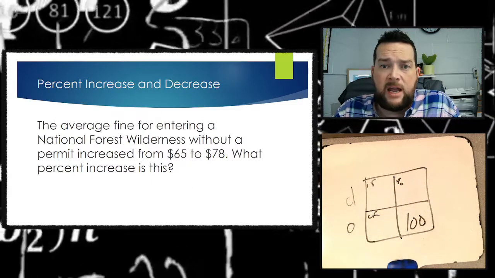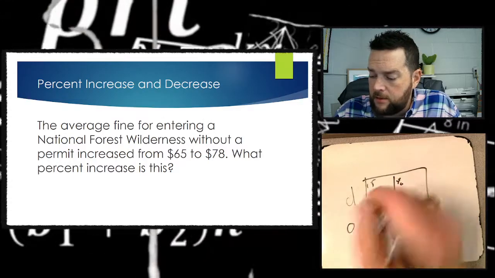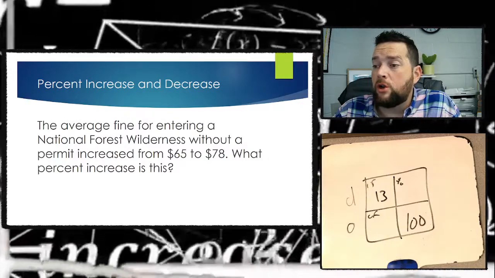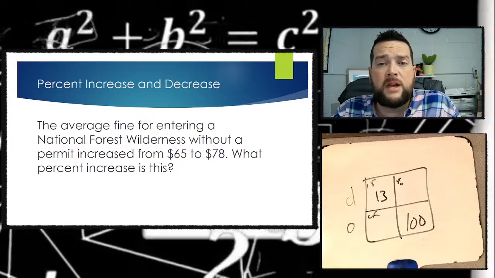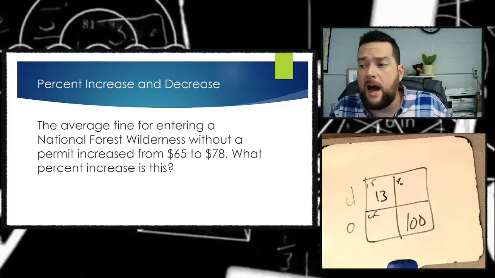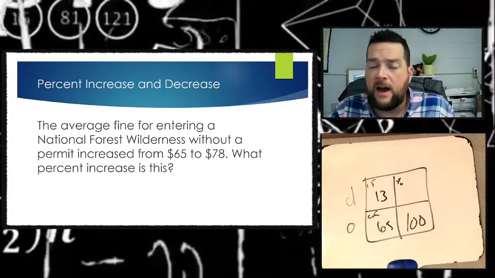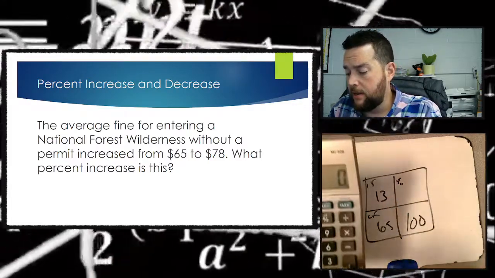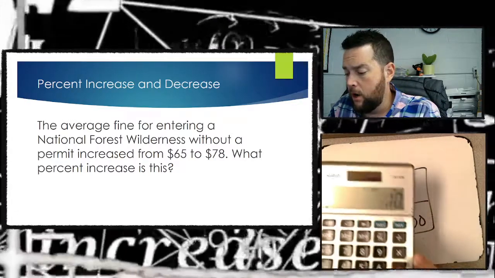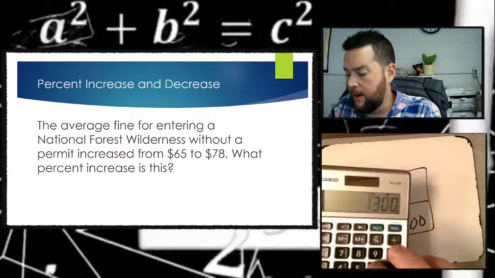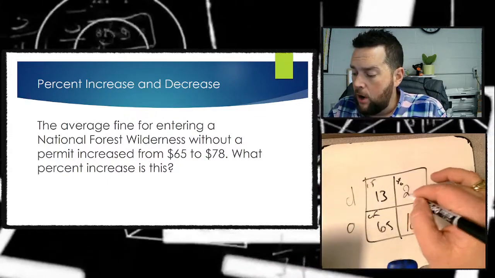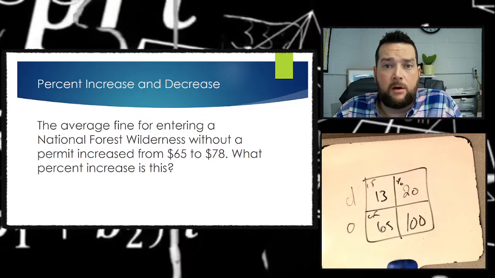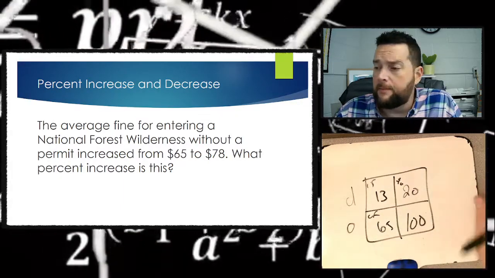So we have 78 minus 65. Quick math tells me that's 13. And then we want to know what our original amount is. Well, if it's increasing, then it's starting low and going high. So the lower amount, 65, is going to be our original. So we're going to take 13 multiplied by 100, and divide that by 65, and we find out our percent increase is 20%, just like that. Okay, let's try another one.